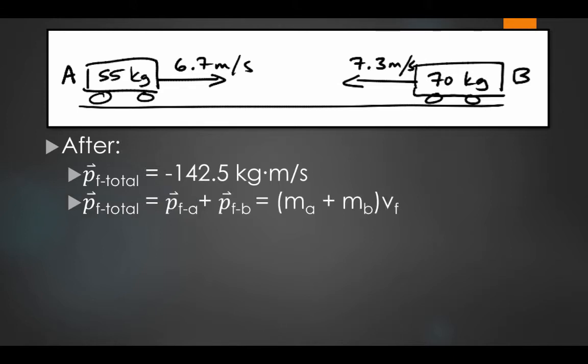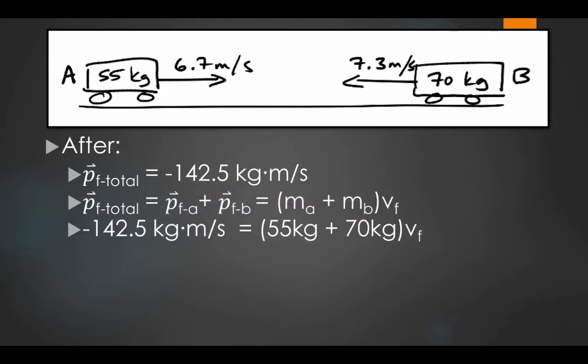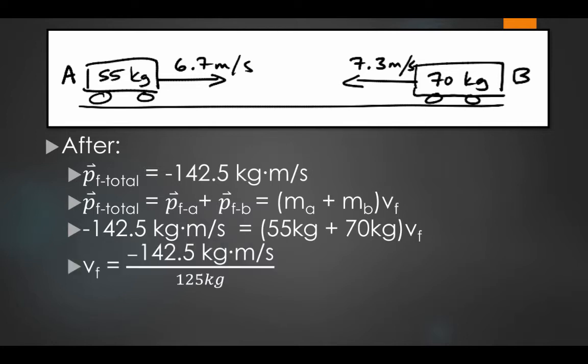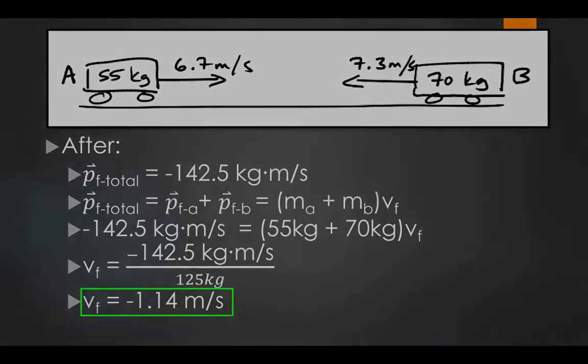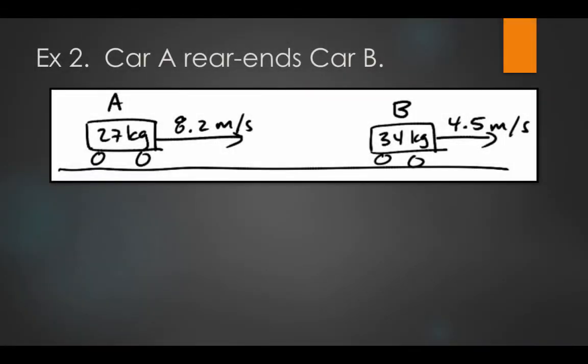Final total momentum is equal to final momentum of car A plus final momentum of car B. This is mass of car A plus mass of car B times final velocity. Negative 142.5 equals 55 kilograms plus 70 kilograms times velocity final. Velocity final is negative 142.5 divided by 125 kilograms. The final velocity of the two cars moving off together is negative 1.14 meters per second, or 1.14 meters per second to the left.